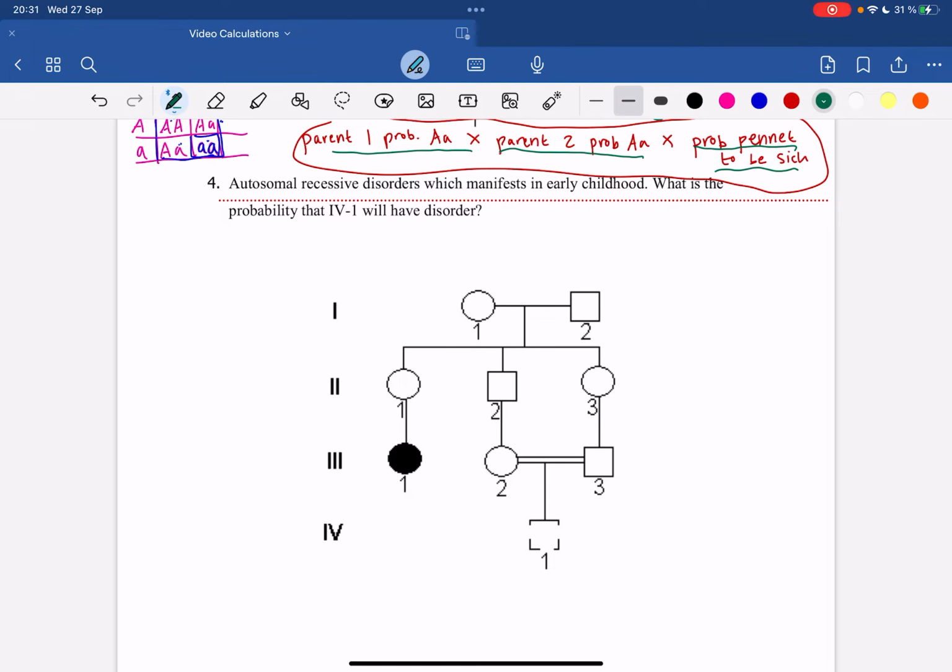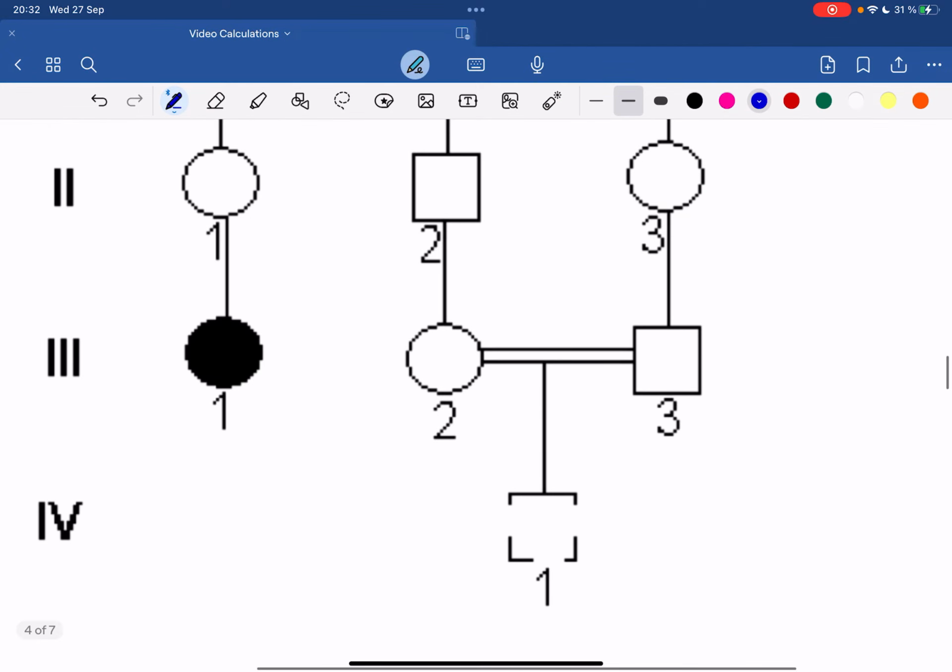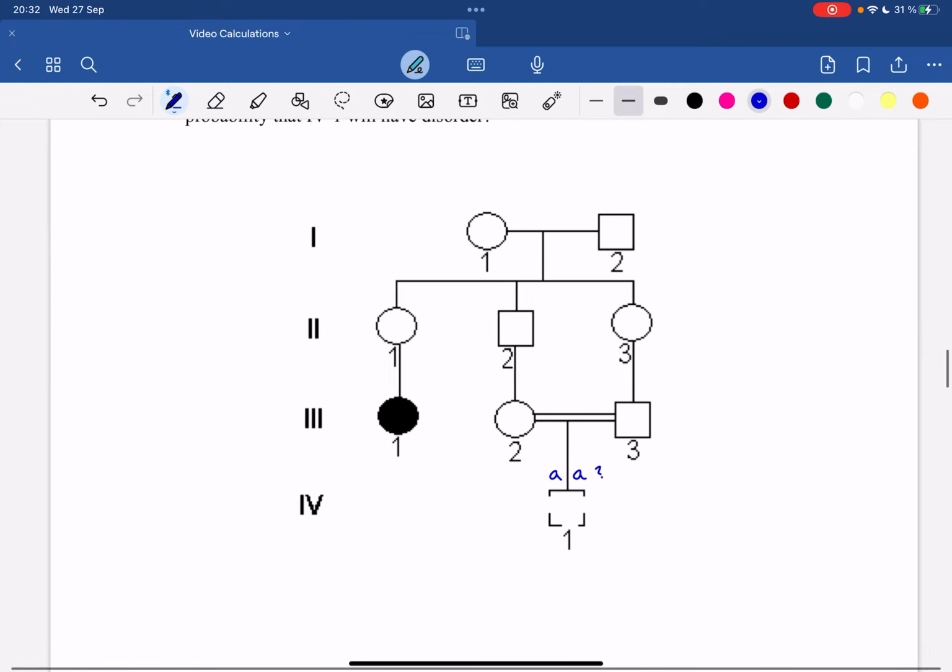Autosomal recessive disorder which manifests in early childhood. What is the probability that 4/1 will have the disorder? 4/1 is right here. And we know the gender, but the child hasn't been born yet. We write it like this, question mark.